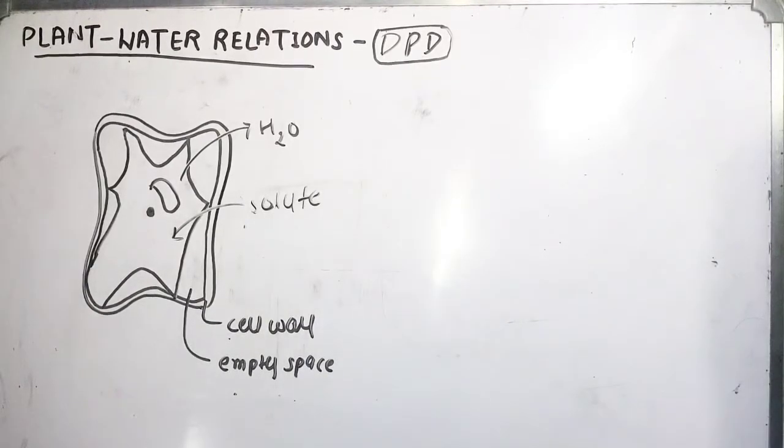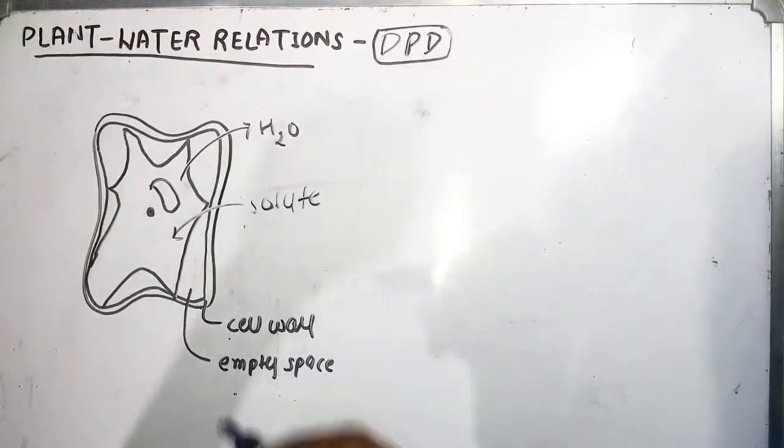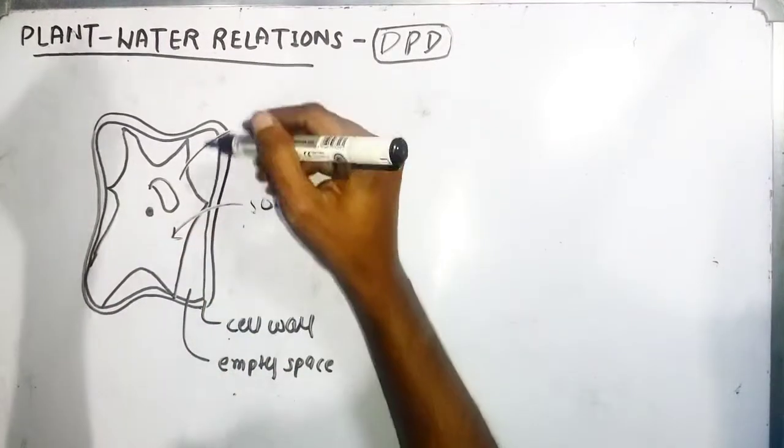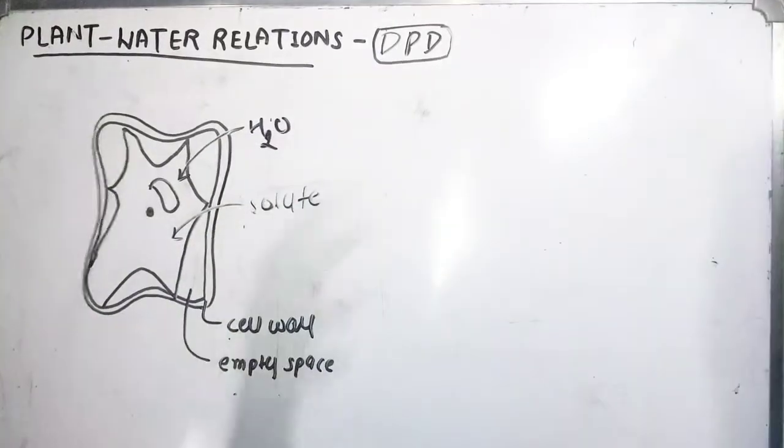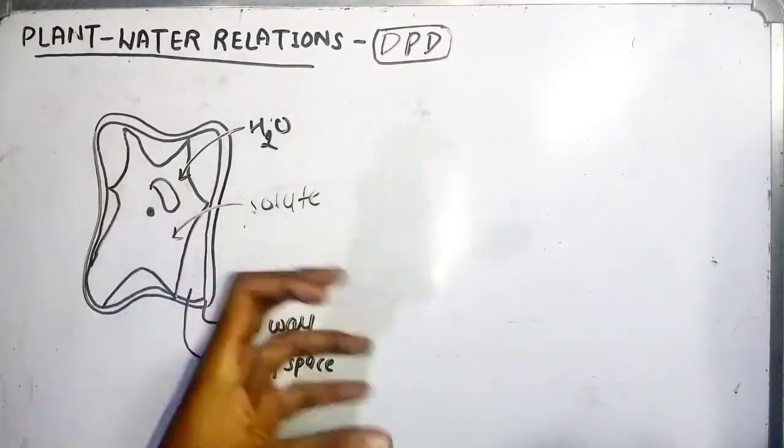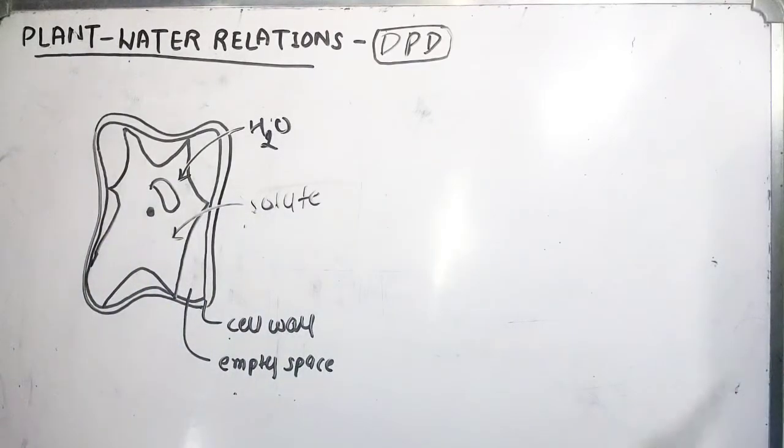So there is a higher solute concentration inside the cell, and now what will this do? This cell will absorb water, and definitely because there is higher solute, it will absorb water. How is it happening?